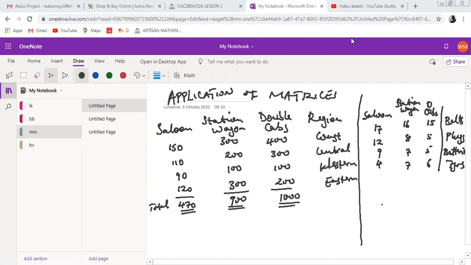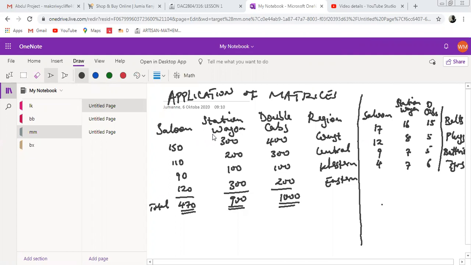Having done matrices, it is good for us to look at an application question and see how we can apply matrices in solving real life kind of scenarios. So in the question that I shared, we had this information.